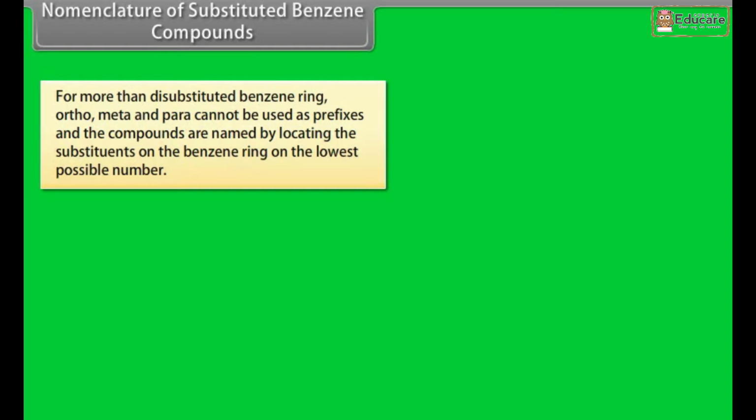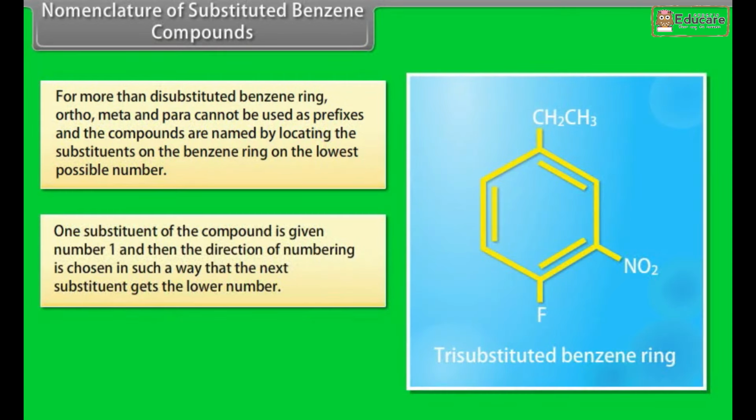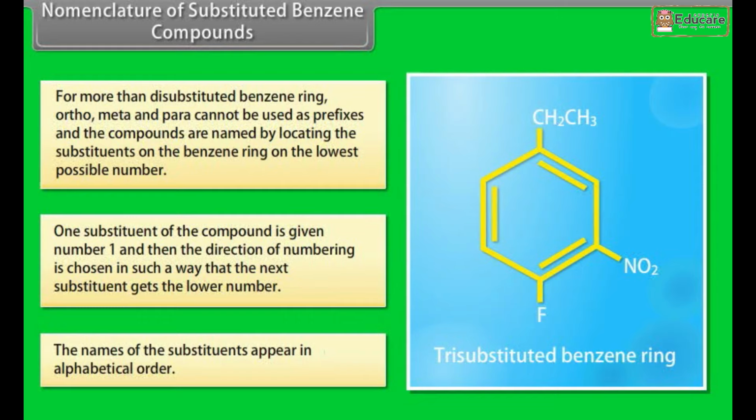Nomenclature of substituted benzene compounds. For more than di-substituted benzene rings, ortho, meta, and para cannot be used as prefixes, and the compounds are named by locating the substituents on the benzene ring at the lowest possible numbers. One substituent of the compound is given number 1, and then the direction of numbering is chosen in such a way that the next substituent gets the lower number. The names of the substituents appear in alphabetical order.